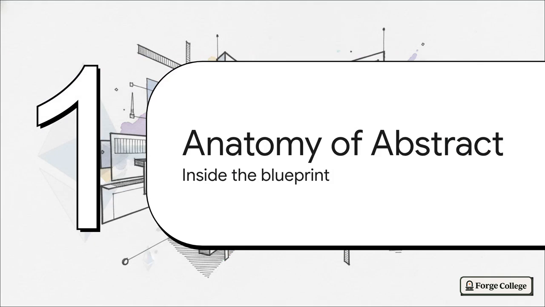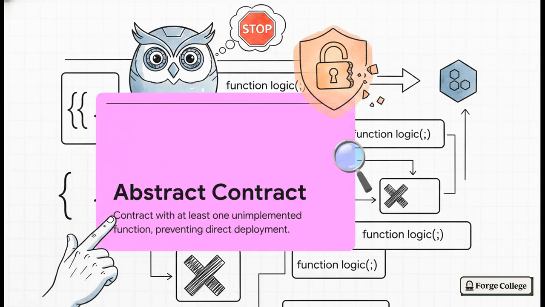Let's peek inside the blueprint. All right, here's the formal definition. An abstract contract is a contract containing at least one function without an implementation body, which prevents direct deployment. Now, let me really emphasize that last part. The Solidity compiler is notoriously smart and, honestly, notoriously stubborn. If it sees a function declared without any code inside of it, it puts its foot down, slaps an abstract label on the whole thing, and flat out refuses to deploy it to the blockchain. Why? Because it's technically unfinished.